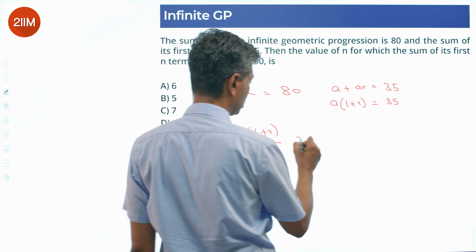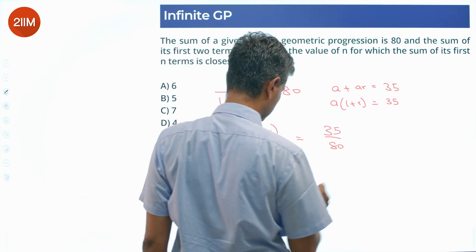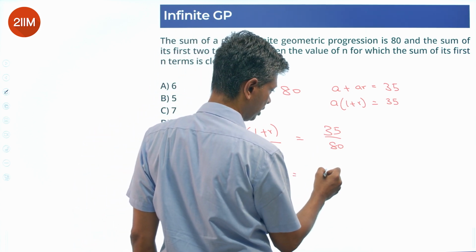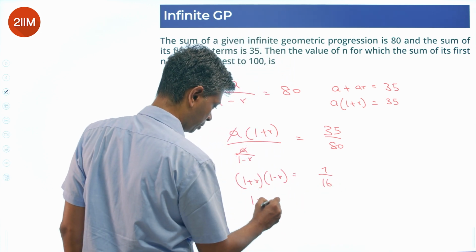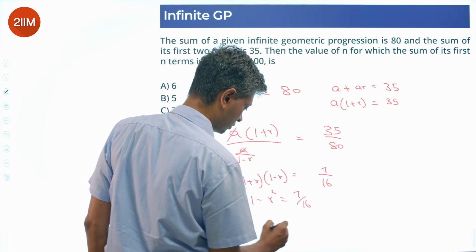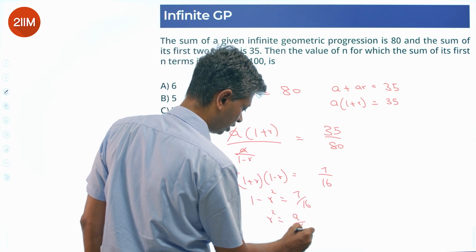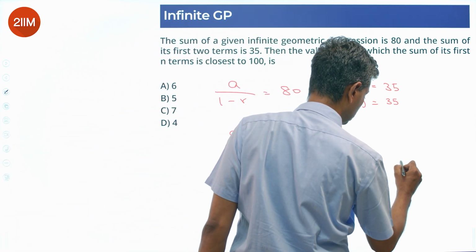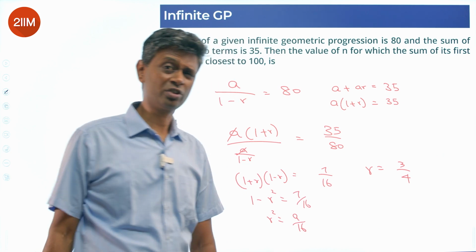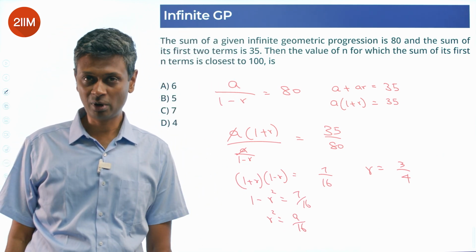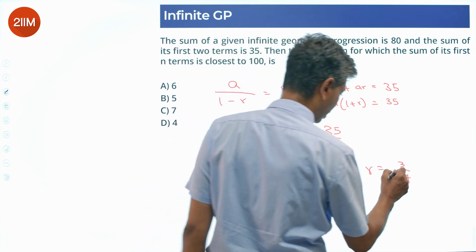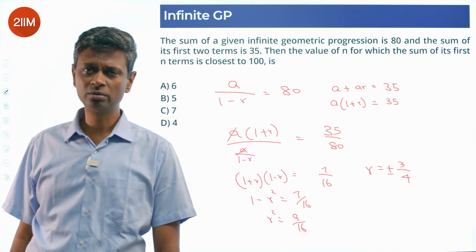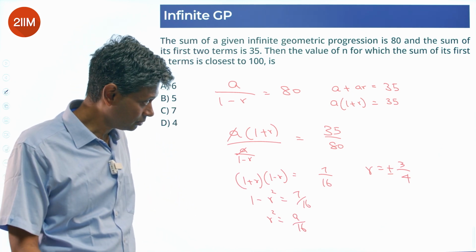The a gets cancelled. This is equal to 35 by 80, or 1 plus r into 1 minus r is 35 by 80, which is 7 by 16. 1 minus r square is 7 by 16, or r square is 9 by 16. The moment I see 9 by 16 as r square, I'm very happy, because now I know r is 3 by 4. Then I pause and say, look, I'm no longer 11 or 12 years old. I cannot say r is 3 by 4. I have to say r is plus or minus 3 by 4. r square is 9 by 16, so r could be 3 by 4 or minus 3 by 4.